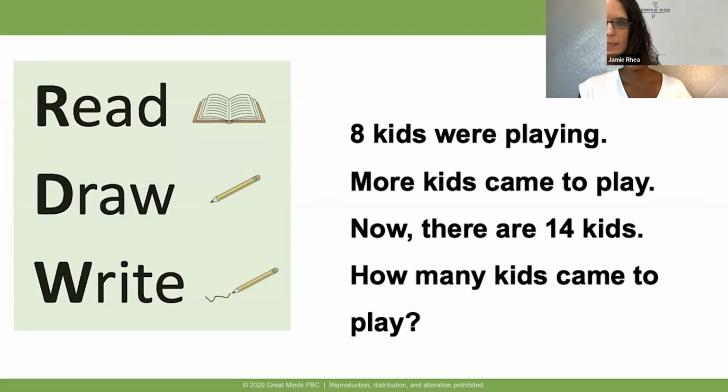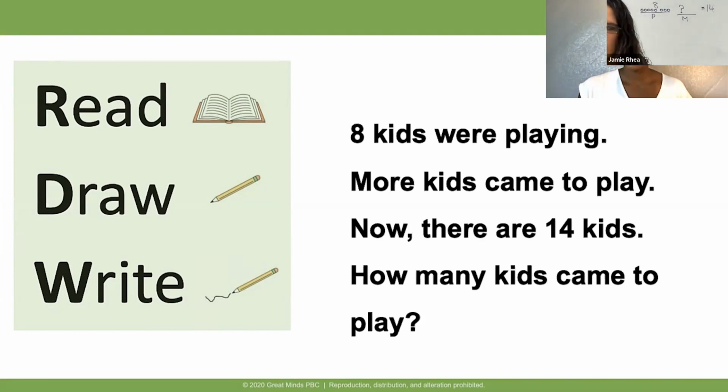Okay. More kids came to play. Do I know how many more? Can I put a question mark there? Okay, so let's put our question mark. And we'll label this M for more, okay? Now there are 14 kids. Now, that 14 is a clue, but is that a part of my clue or the total of my clue? It's the total. It tells me how many kids are playing all together, okay? So let's write equals 14.